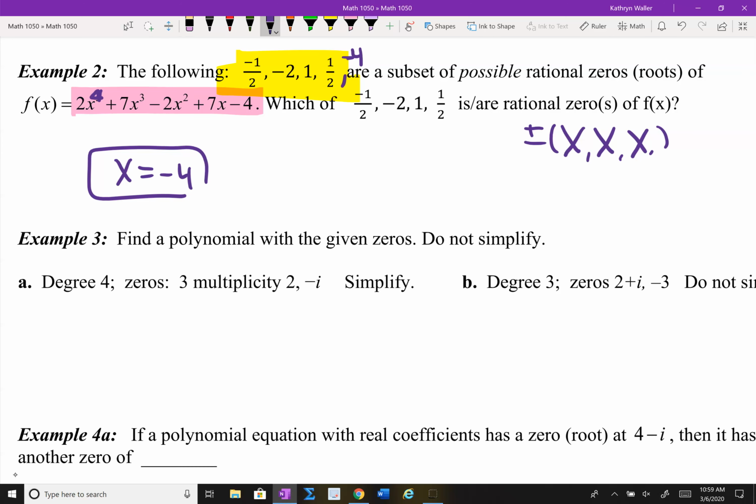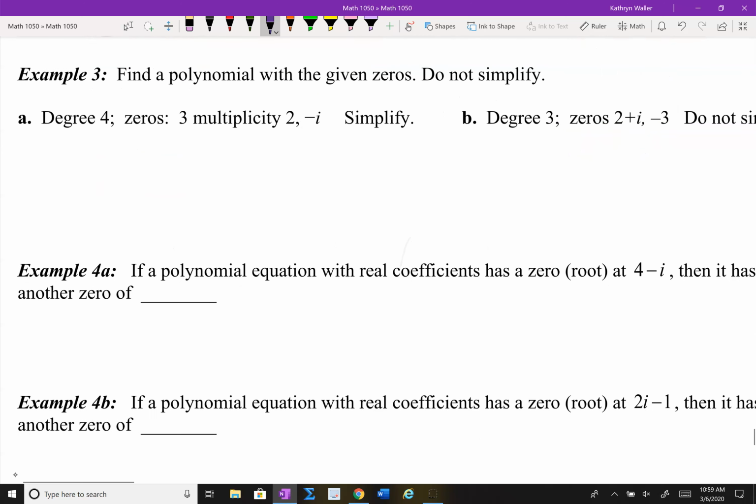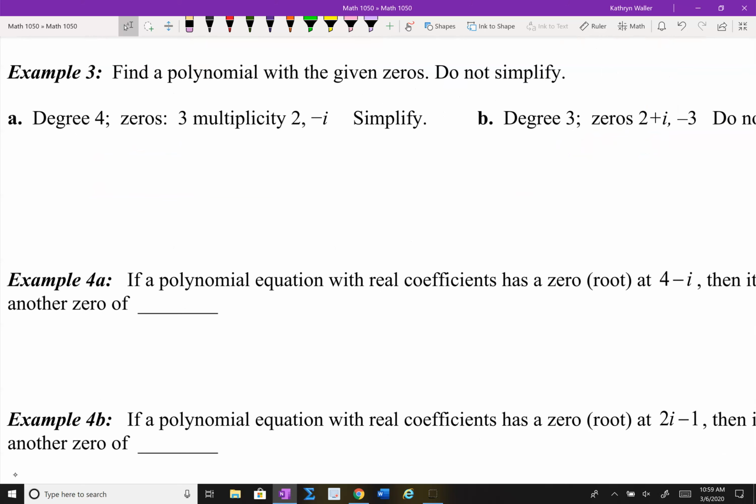Okay, thank you. Find a polynomial with the given zeros and do not simplify. So it has to be a polynomial equation. Everybody go y equals. You have a zero of 3 with multiplicity 2. If you have a solution of 3, you have a factor of x minus 3. And if it's multiplicity 2, it just means squared.